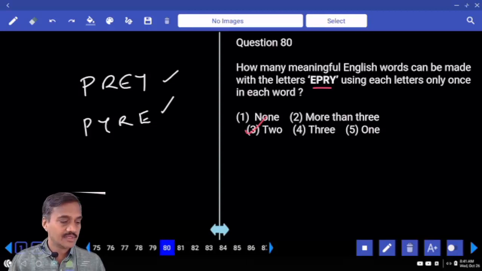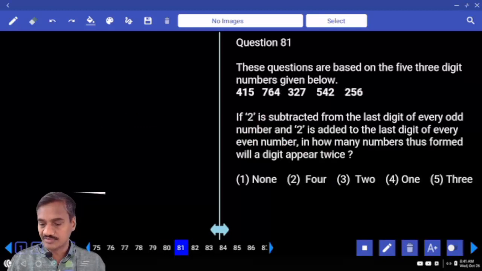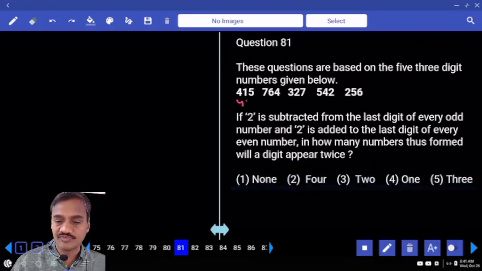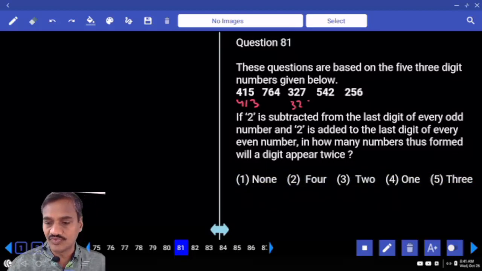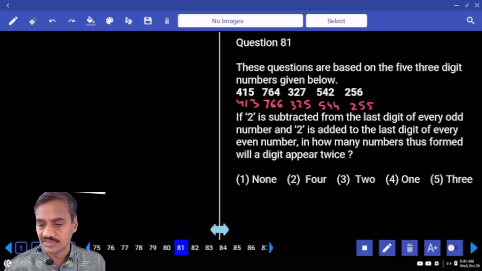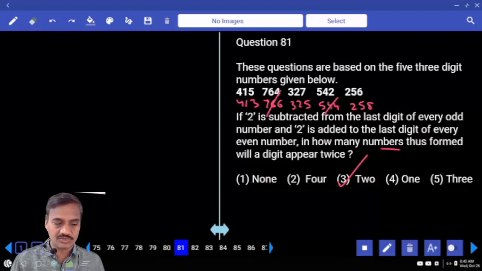Question number 80, choice. Then coming to 81 onwards, now it is based on a set of numbers. If 2 is subtracted from the last digit of every odd number, and 2 is added to the last digit of every even number, then this would be 325, this would be 766, this is 544 and this is 258. Then in how many numbers will a digit appear twice? Now 6 appears twice, 4 appears twice. Hence in 2 of the numbers the digits appeared twice, that is choice 3, question number 81.